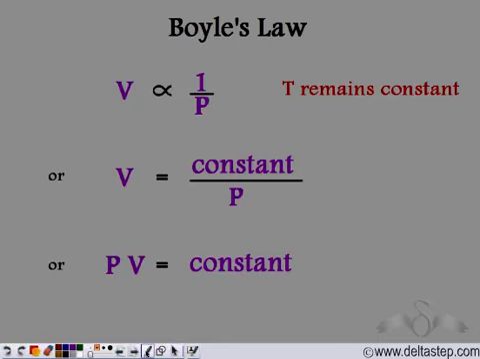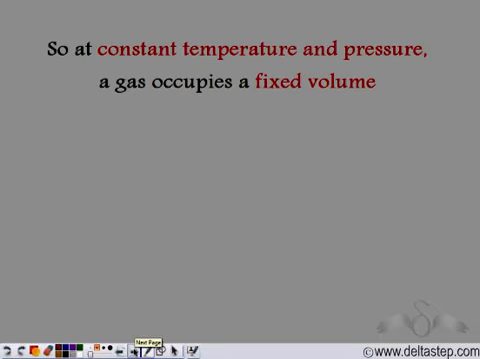So if we have a particular temperature and a particular pressure, there is a fixed volume of a gas. So for a particular pressure and a particular temperature, there is a fixed volume of a gas.